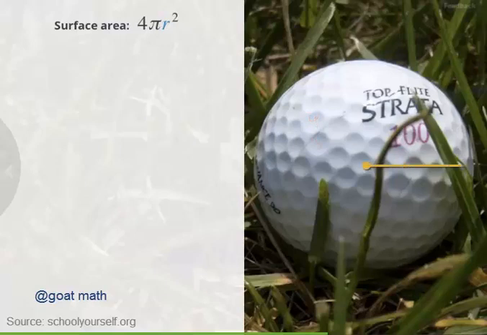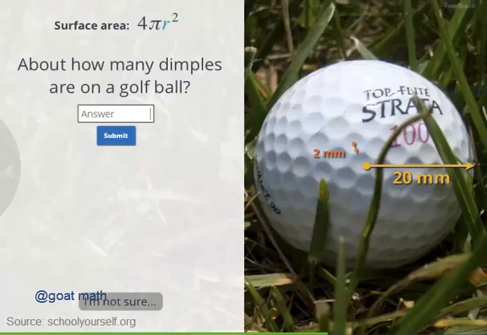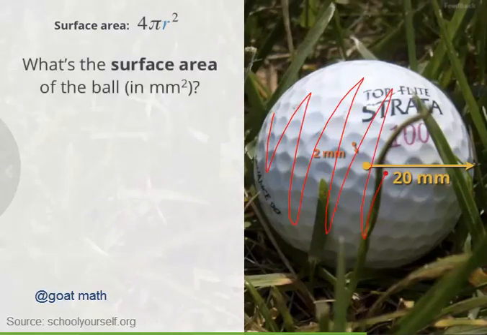Instead, suppose you measure the radius of the ball so you can find its surface area, and the radius turns out to be 20 millimeters. Then you measure the radius of one of the circular dimples so you can find its area, and the dimple's radius turns out to be 2 millimeters. So try using what you've discovered about the surface area of a sphere to estimate how many dimples are on this golf ball. This is a challenging question, so click here if you get stuck and we'll work through it together. Okay, no problem. First off, what's the surface area of this spherical golf ball whose radius is 20 millimeters?